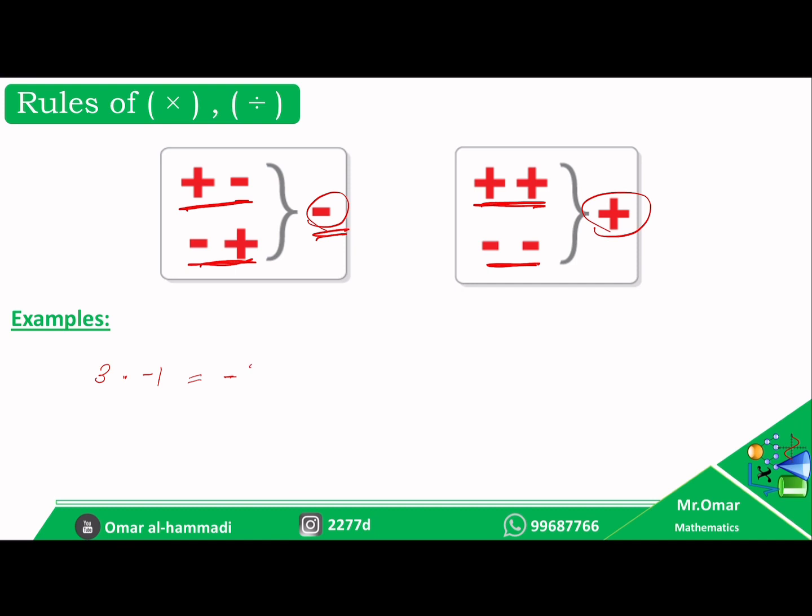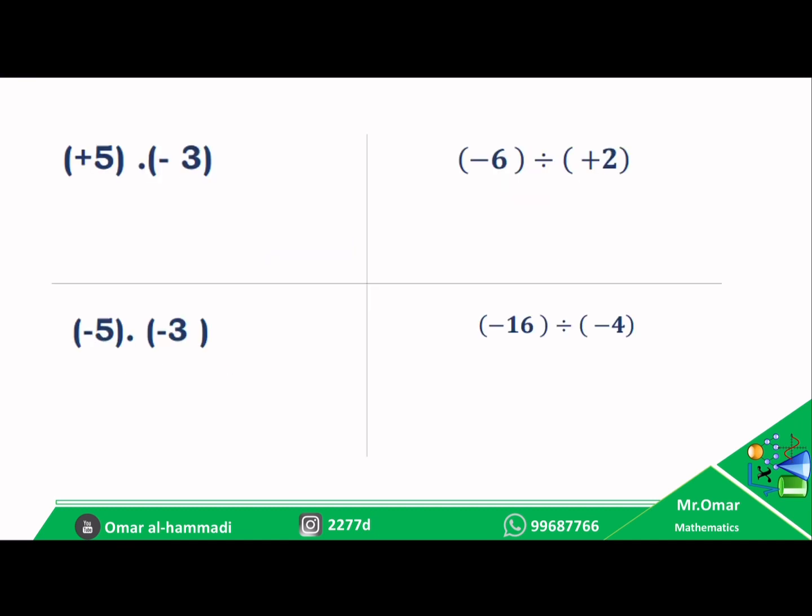Okay. For example, let us give an example. We have 3 dot minus 1. This will give us what? Positive and negative, so it's negative. 3 multiplied by 1 is 3, so it will give us minus 3. The same thing applies for division.